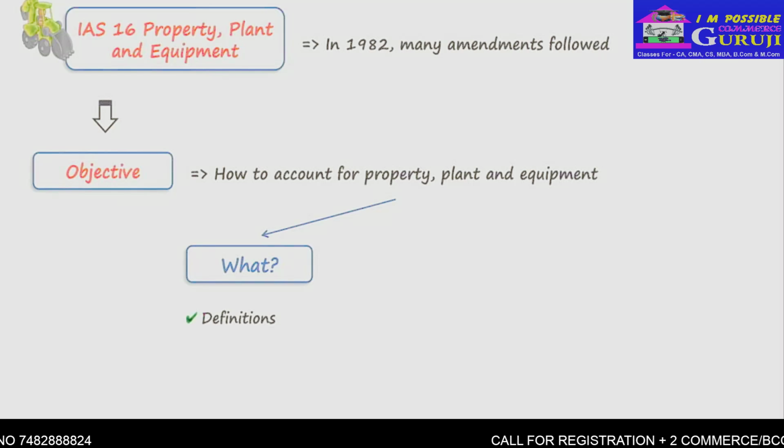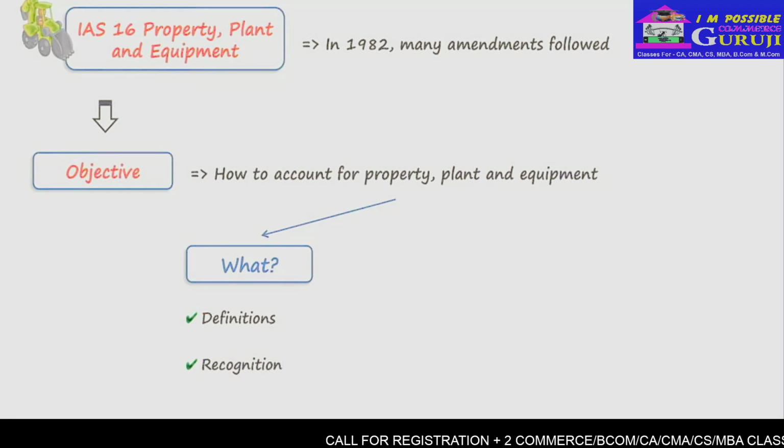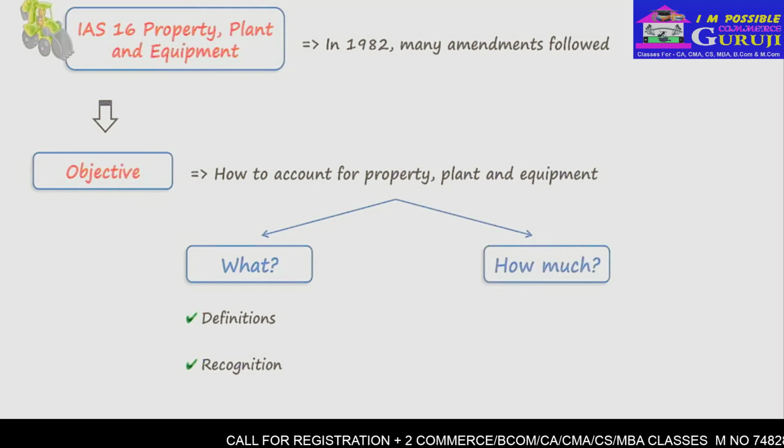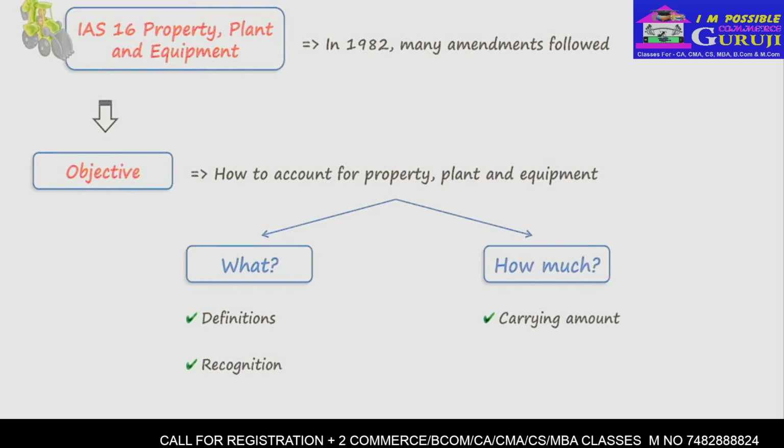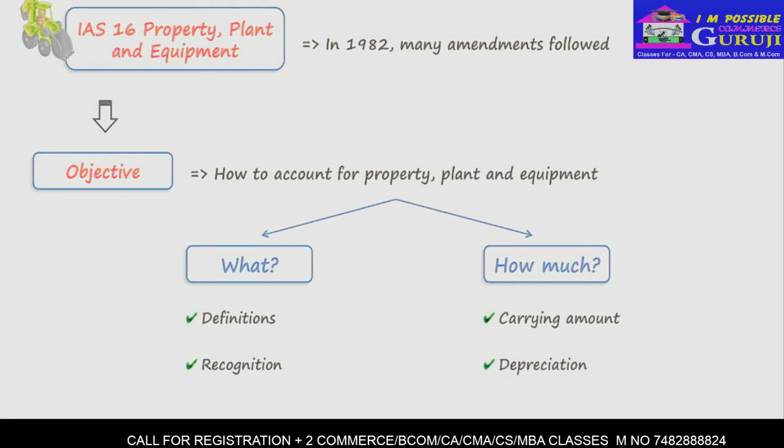So we will learn how to define property, plant, and equipment, because some items might appear as such, but they are not PPE, but the expense or something else. And then recognition. So when or at what point of time you can show property, plant, and equipment in your balance sheet. Issue number two is how much. So how you need to determine the carrying amount of property, plant, and equipment in your books, and what depreciation to charge.